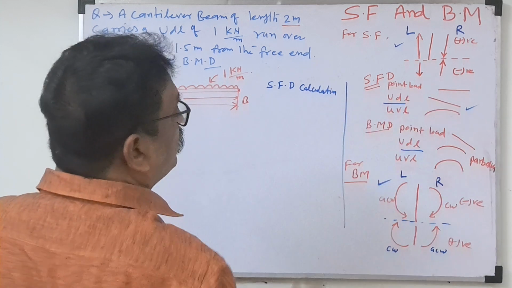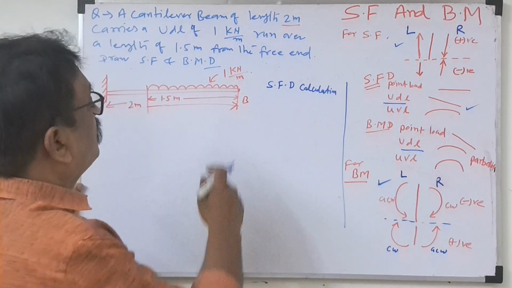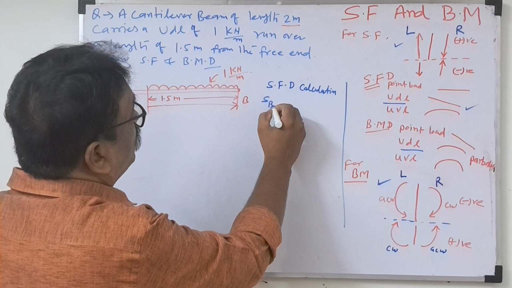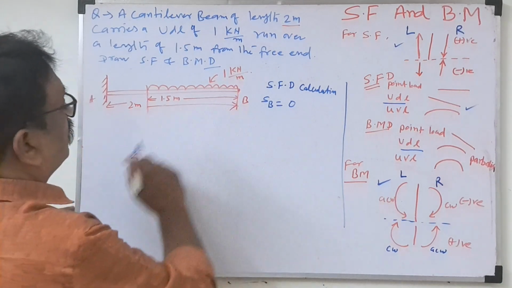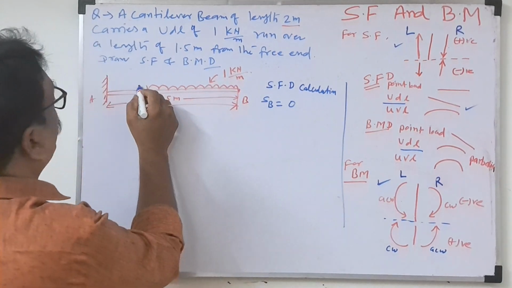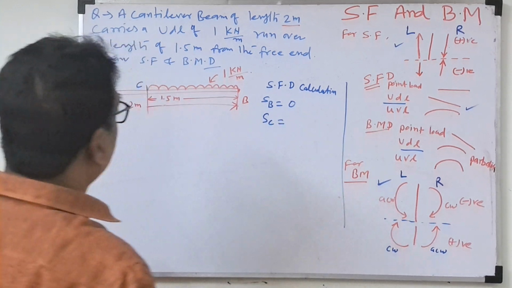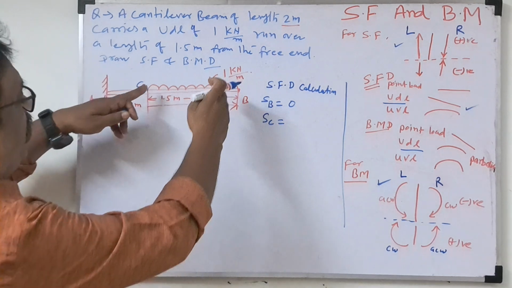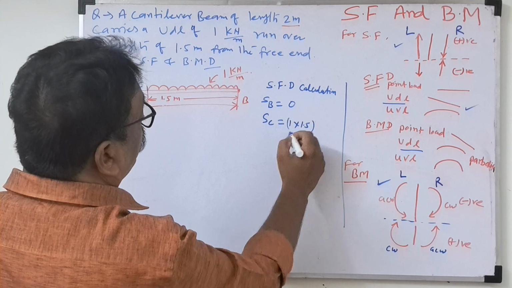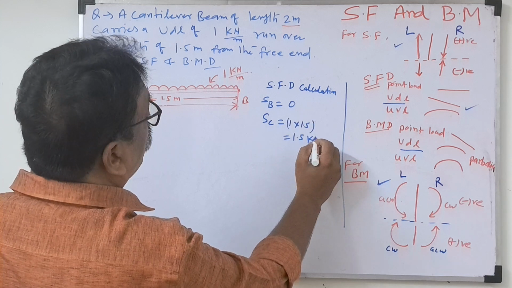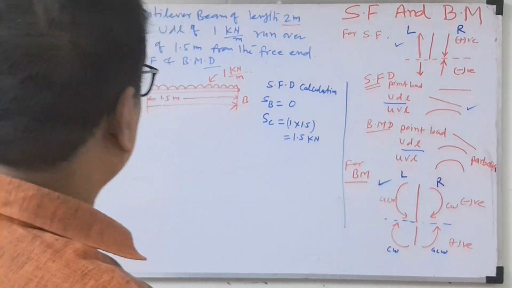These are the basic concepts I wrote, and I will explain why I am using them. At point B, the shear force is 0, because there is no load at B. Then we name this point C. For the shear force at C, we have to find the load, which is 1 into 1.5, so 1.5 kilonewton. This is the shear force at point C.